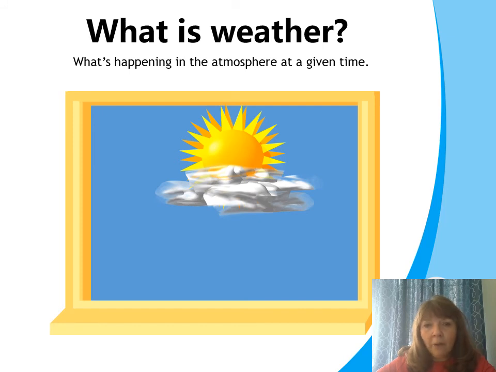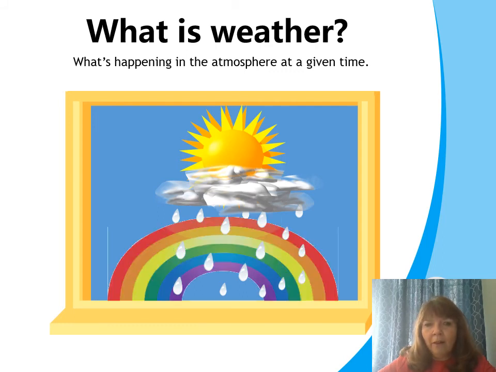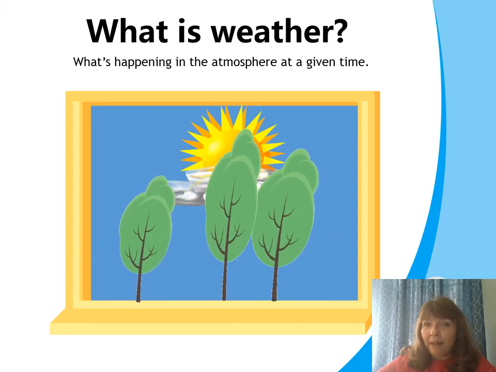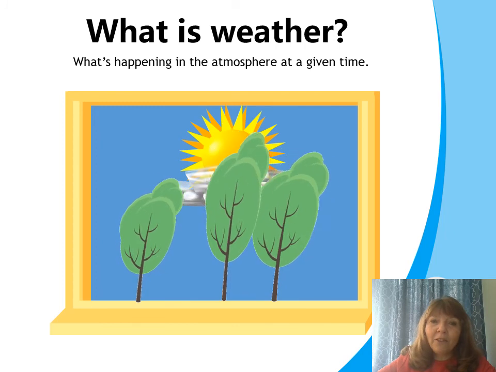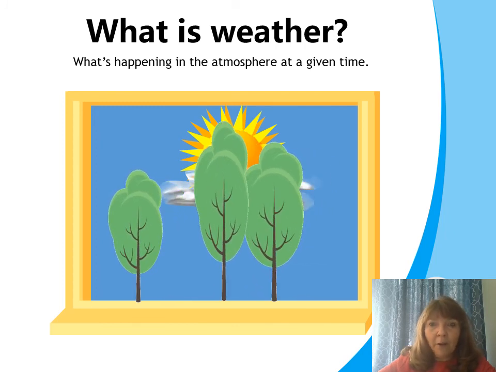So when you look out the window and you see a sunny day, that is using weather words, that is weather. If you see some clouds in the sky, that's also weather. If you see rain, that is part of weather as well. And if you see a rainbow, that is also part of weather. What about wind? Yes, wind is also part of weather. So you guys know a lot about weather already.